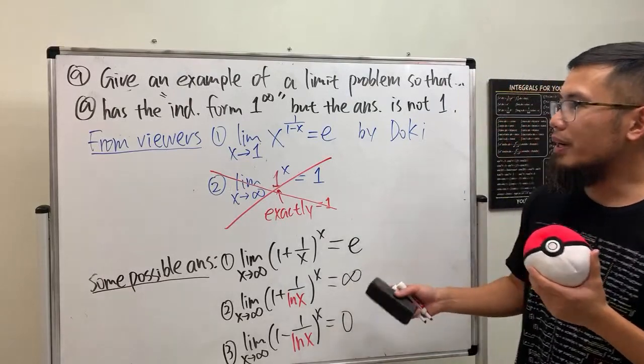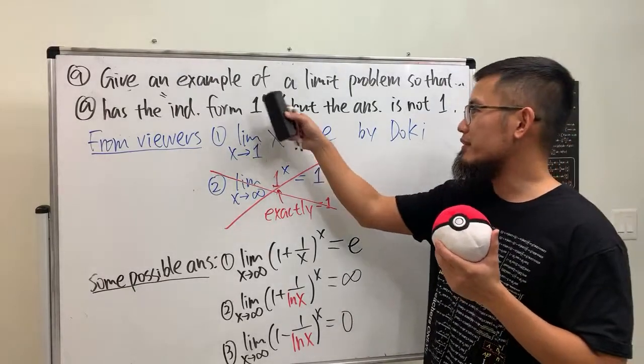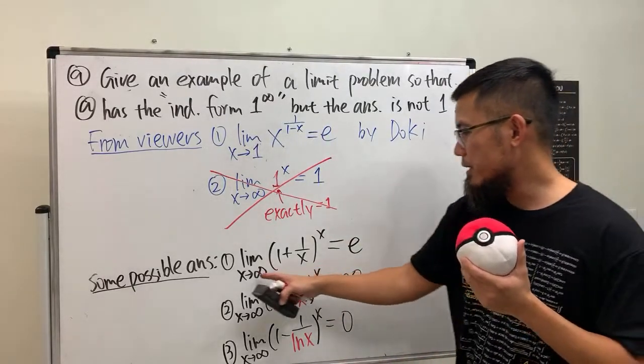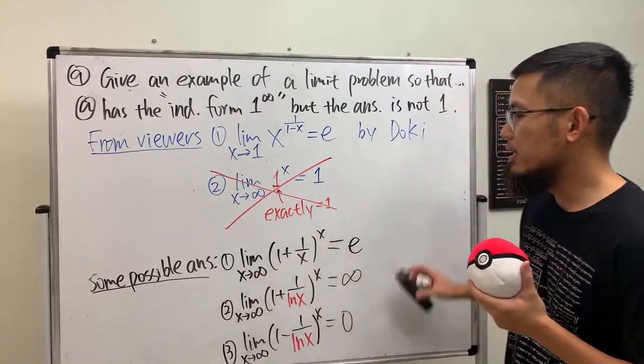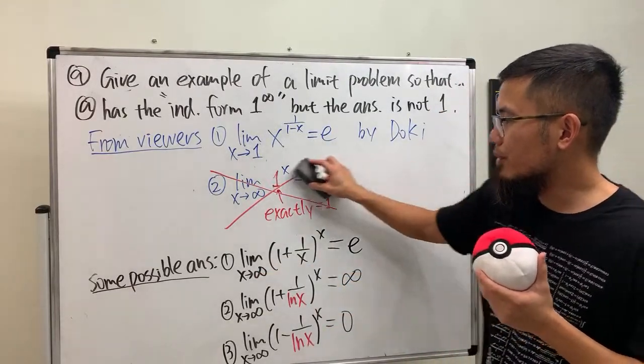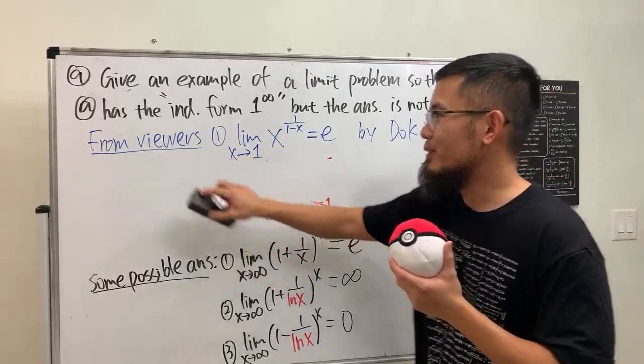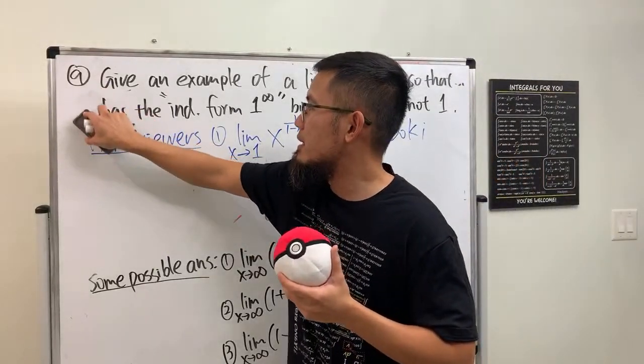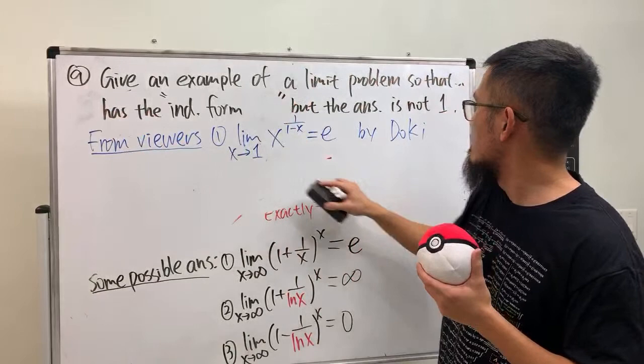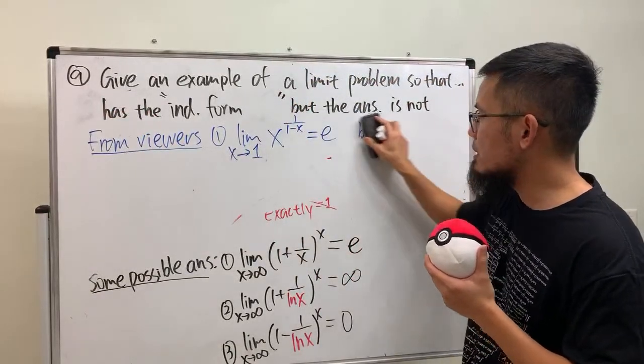Okay, so this right here is the first part, 1 to the infinity's power, and as long as you give me an example, then you got the question right. And I'm going to tell you the second part of the question, which is part B. Right? So I'm going to change this a little bit.